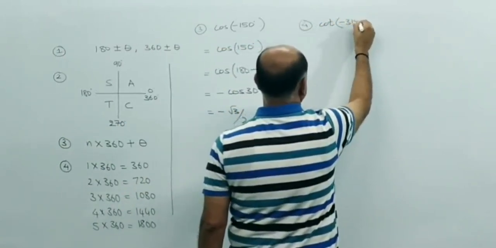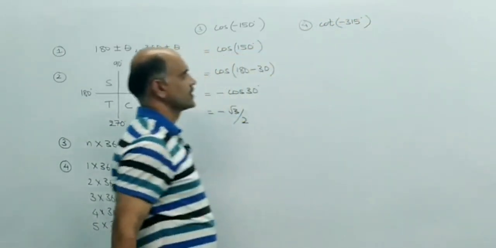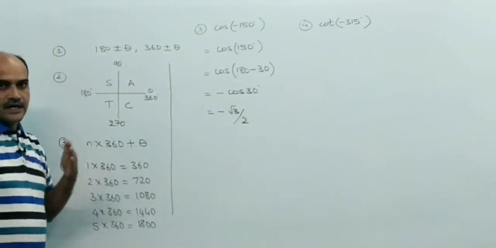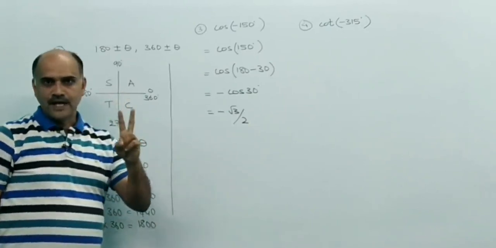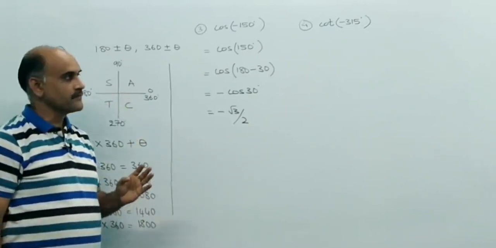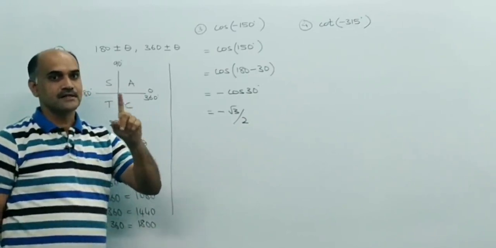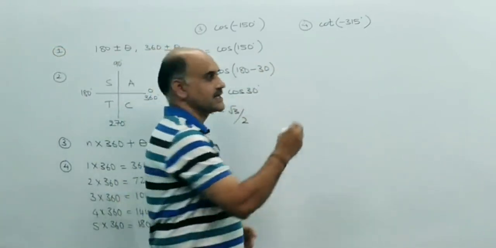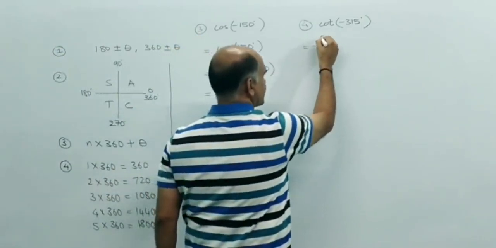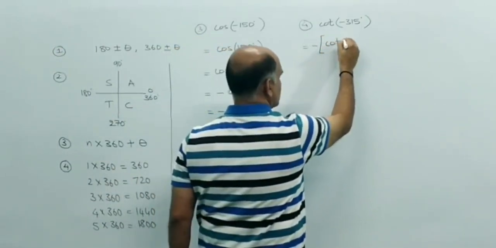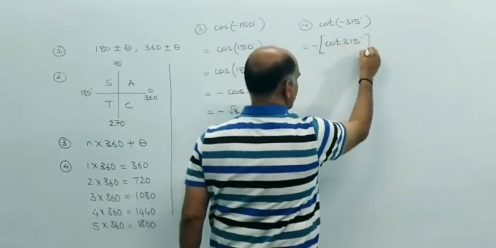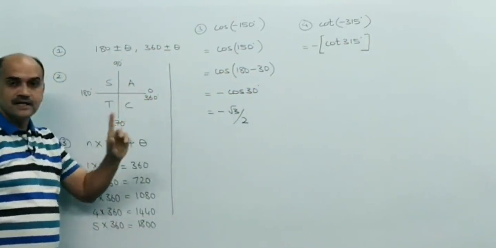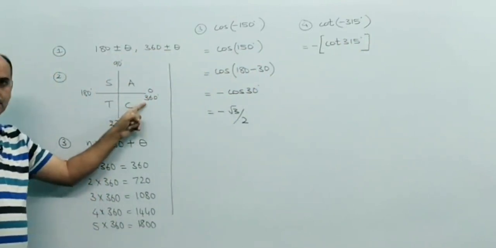Similarly, next if I take cot of minus 315 degree. Now can you tell me whether the minus sign remains or goes? Yes, it remains. Only for cos and secant it will go. So the minus sign remains. So this will be minus into bracket cot 315.